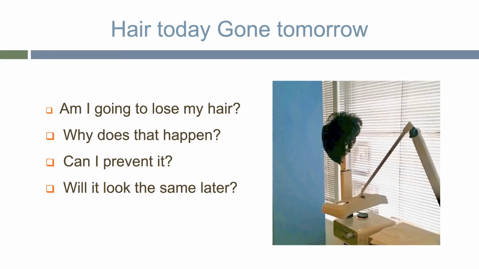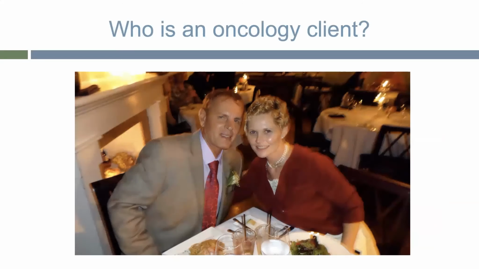So let's look at who is an oncology client. You look at this picture and you see a couple having a lovely dinner out. And I ask, which one of these people is the oncology client? And the answer is really, it could be either of them. You never know. The number of Californians alive today who have been diagnosed with cancer is 1 in 2.5 people of all ages, and 1 in 4 people under the age of 50. So you may already have oncology clients in your clientele, and you don't even know.